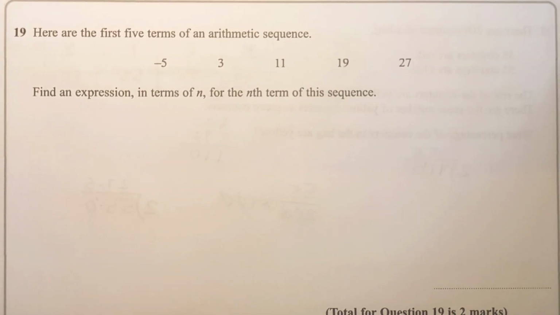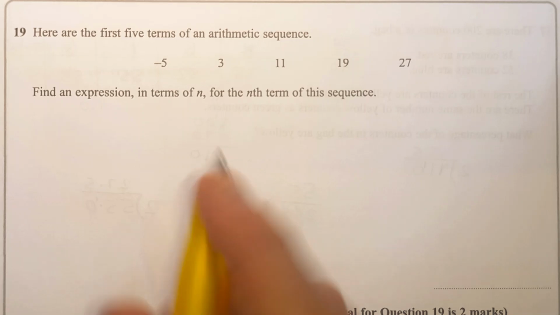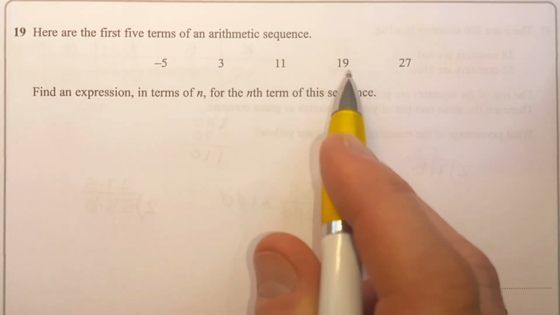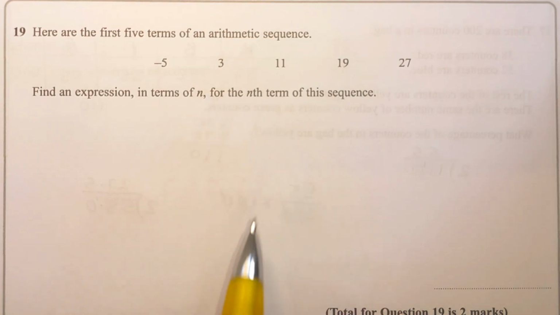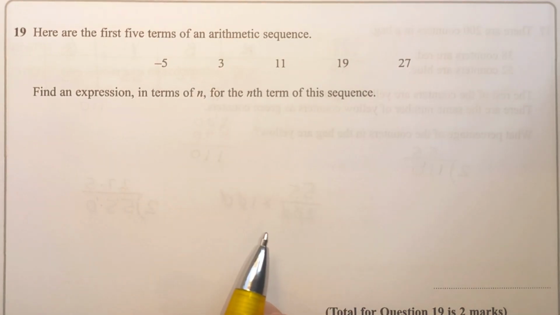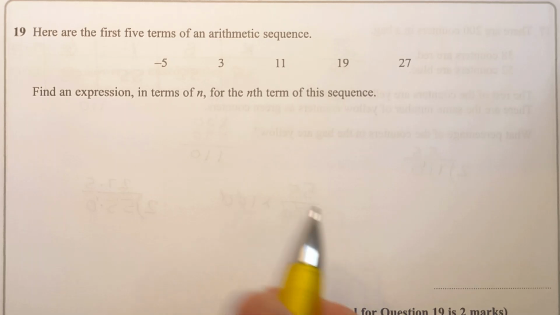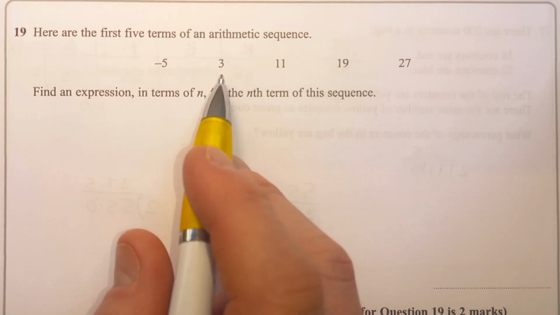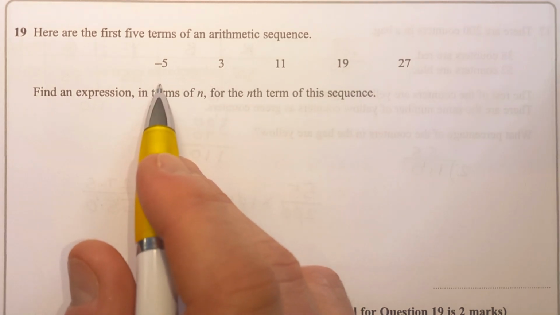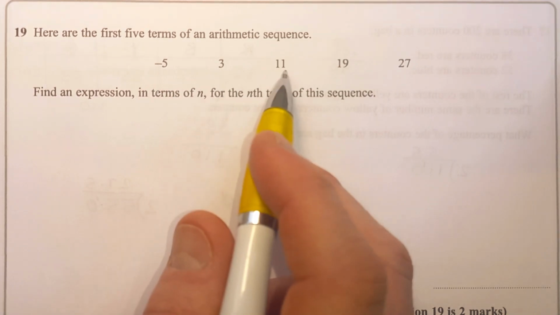Question 19. Here are the first 5 terms of an arithmetic sequence. -5, 3, 11, 19, 27. Find an expression in terms of n for the nth term of this sequence. So arithmetic means we're adding the same amount on each time, or taking the same amount off. So rather than starting from the -5 to go up to the 3, just because I'm going to avoid negative numbers just to make it a bit easier, let's start from the 3.